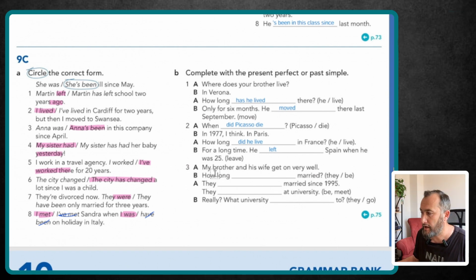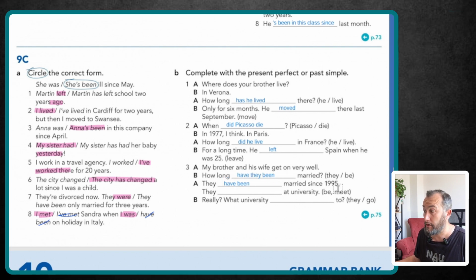Three. My brother and his wife get on very well. Okay, they get on very well until now. Everything is perfect, nice. How long? Because I'm talking about a continuous marriage, I must use present perfect. How long have they been? Been: be, past participle of be is been. So how long have they been married? They have been married since 1995.